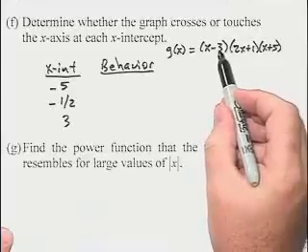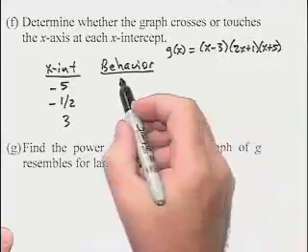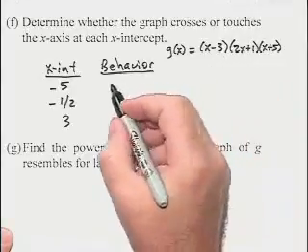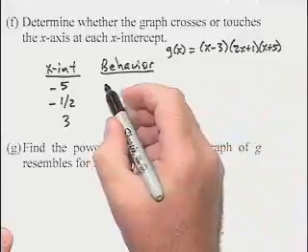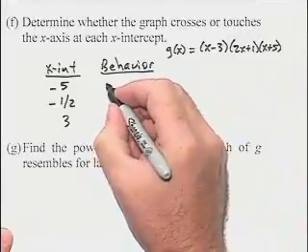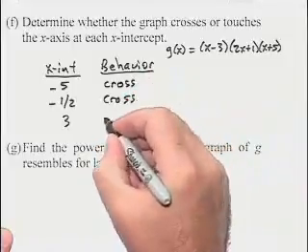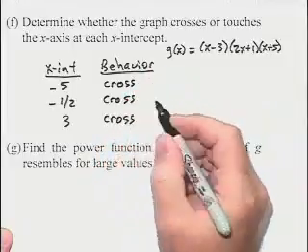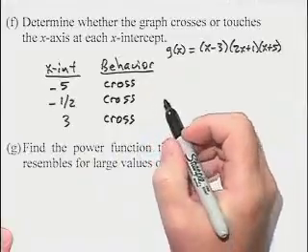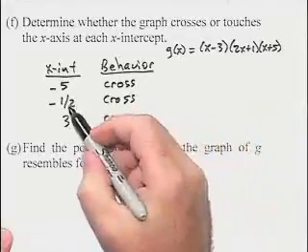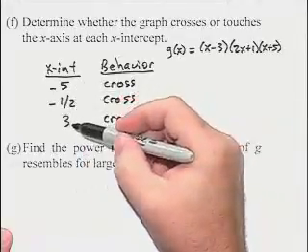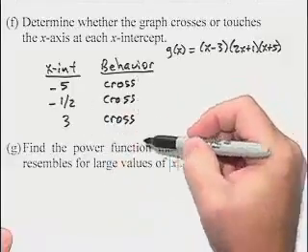Since each of these factors has an odd power, the multiplicity is odd. And the behavior for an odd multiplicity is that the graph will cross at each of these x-intercepts. Had the multiplicity been even, the graph would have just touched the x-axis at the x-intercept. But each one of these had an odd multiplicity, so the graph will cross at each one.